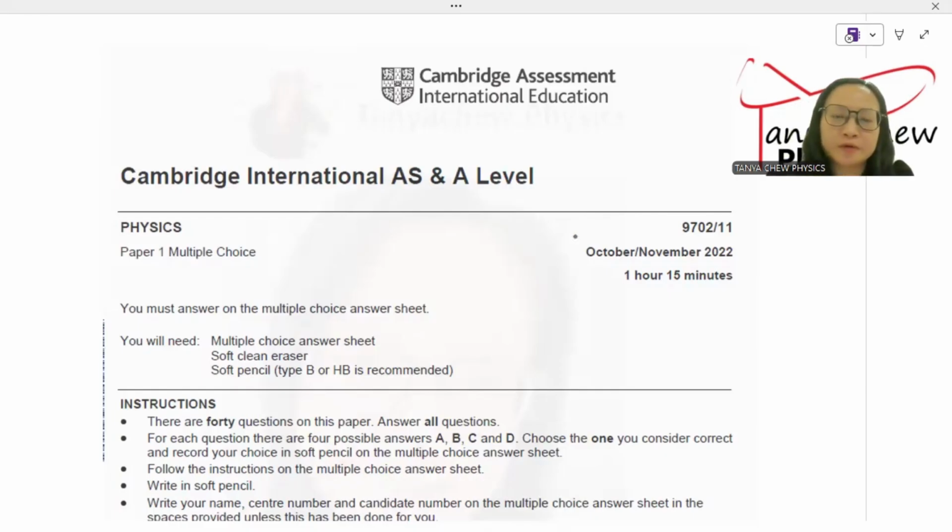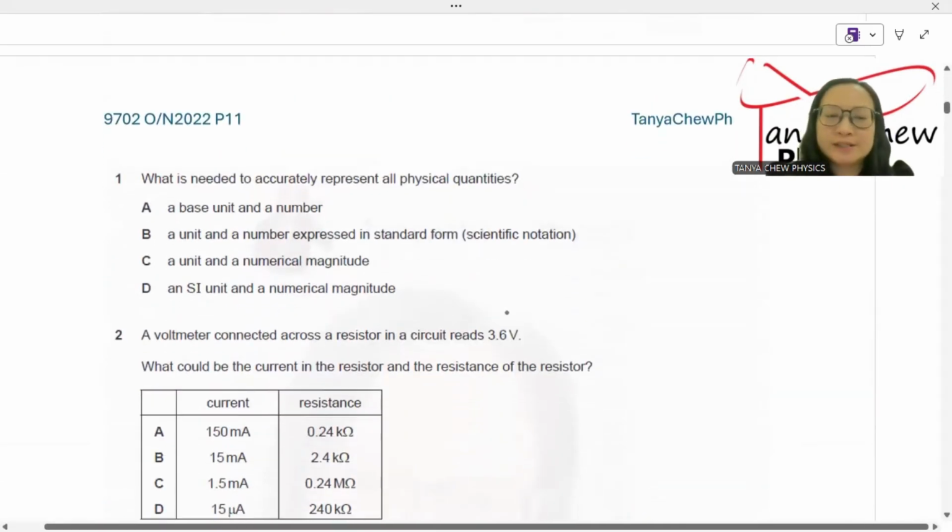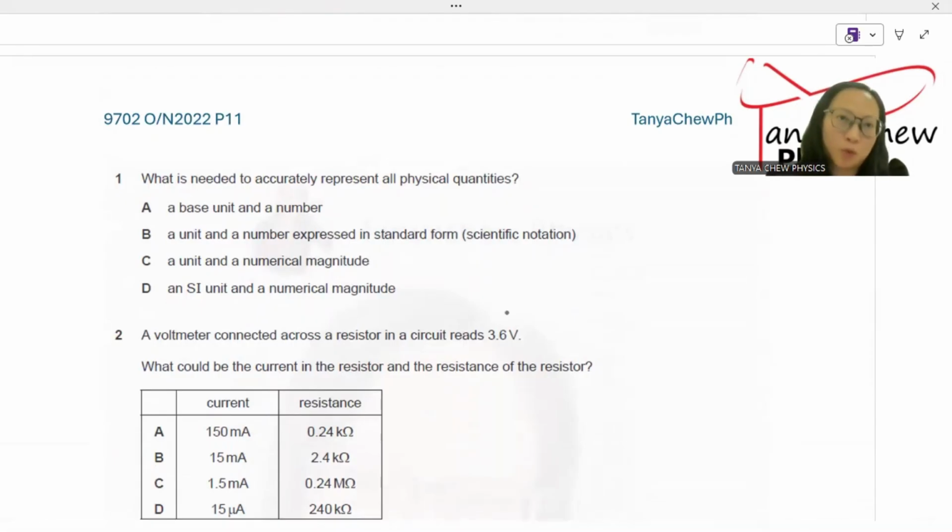The paper that I'm going to discuss in this video is Cambridge International AS Physics, Paper 1, Multiple Choice, October-November 2022, Paper 1, Variant 1. So let us get started. Number 1. What is needed to accurately represent all physical quantities?